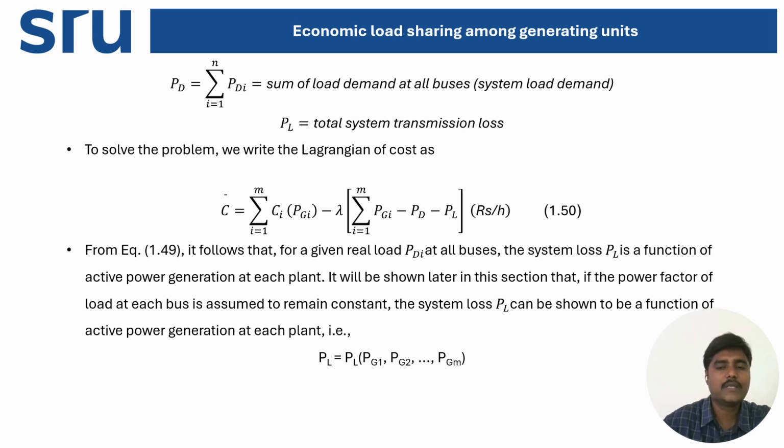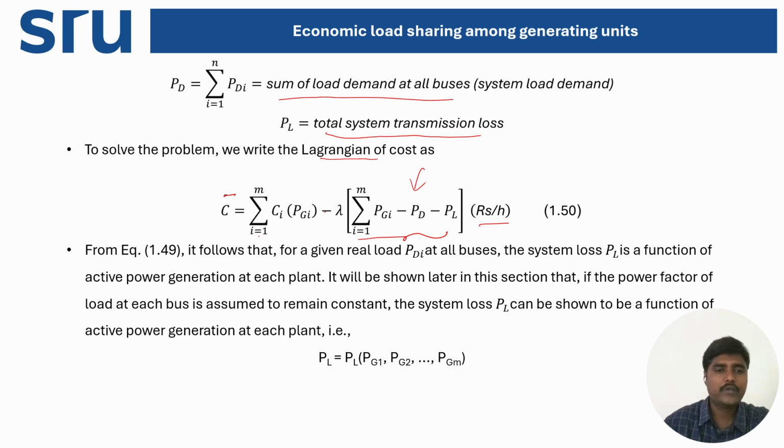So the PD can be expressed as the sum of all the load demands connected at all the buses. PL is the total system transmission losses. So now the Lagrange cost function, or Lagrangian, can be expressed as C bar equals summation i equals 1 to m Ci of PGi minus lambda into, now here we are trying to incorporate the power balance equation. And again this total cost of generation can be expressed in rupees per hour.